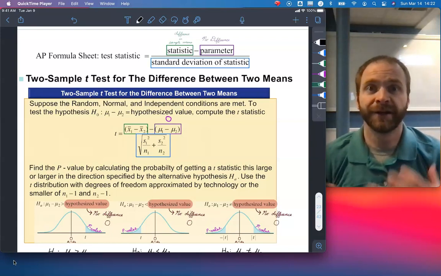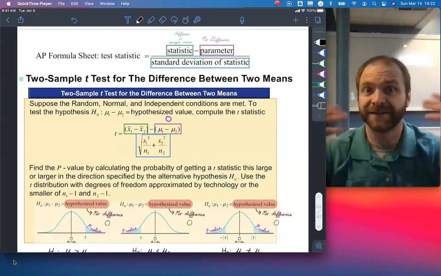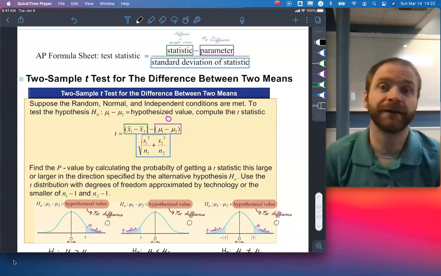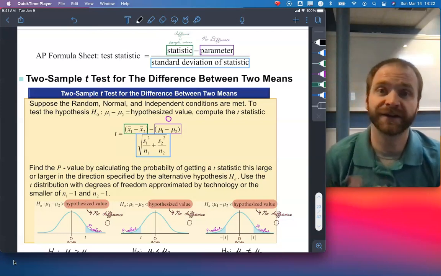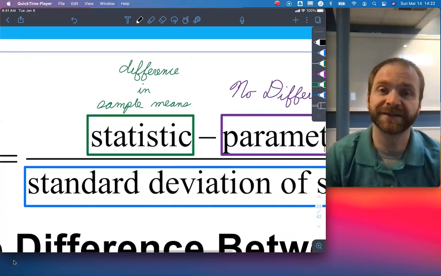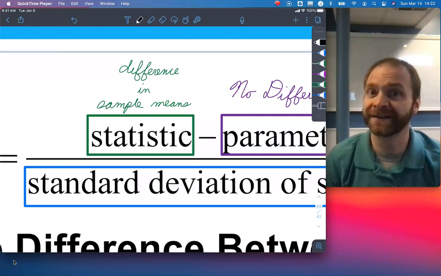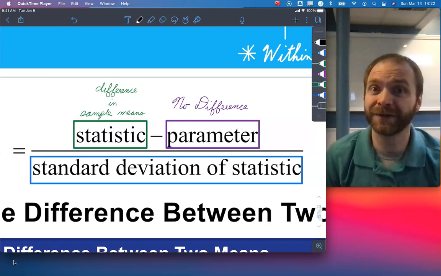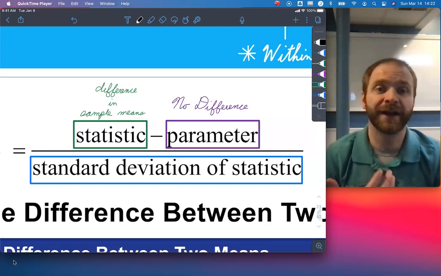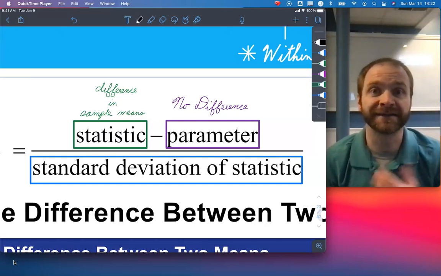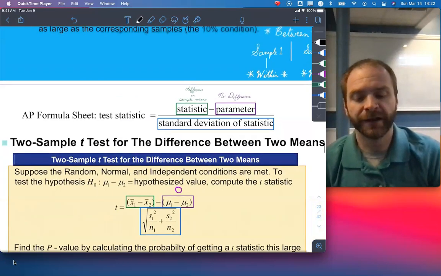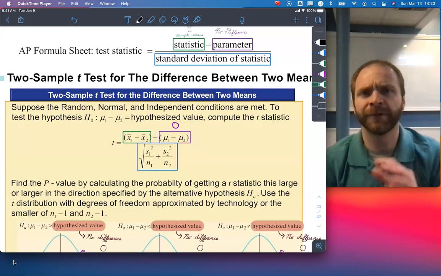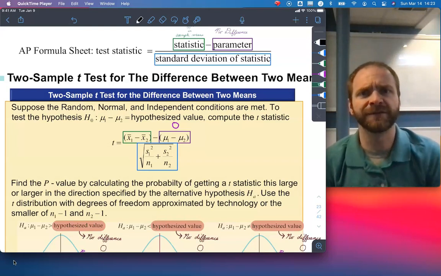So let's just take a moment and recap, because again, that's meant to just get our minds going on all the stuff that we're familiar with, and then we go into how to do it with the new stuff. So remember your formula sheet, we've already discussed this, but your statistic is the difference in the sample means, x bar sub 1 minus x bar sub 2. The parameter is that there is no difference, so we're probably going to use 0 for that. And then you have to calculate the standard deviation of the statistic, which we have a formula for. And so if we have this, you suppose random, normal, and independent conditions are met, and we're going to go through an example of those. We talked about those in the blue slides.